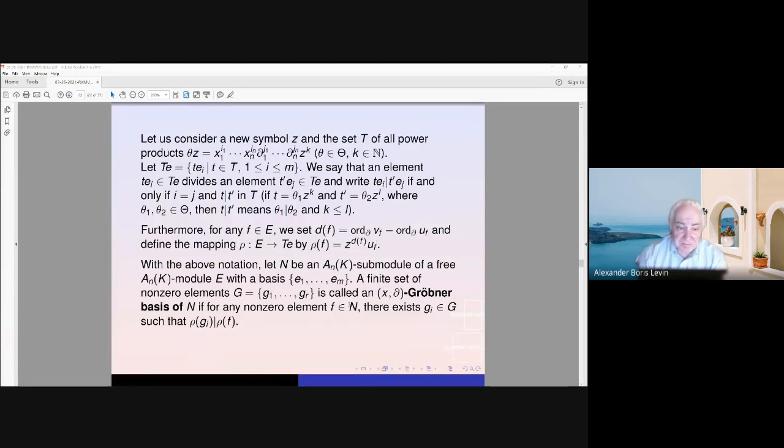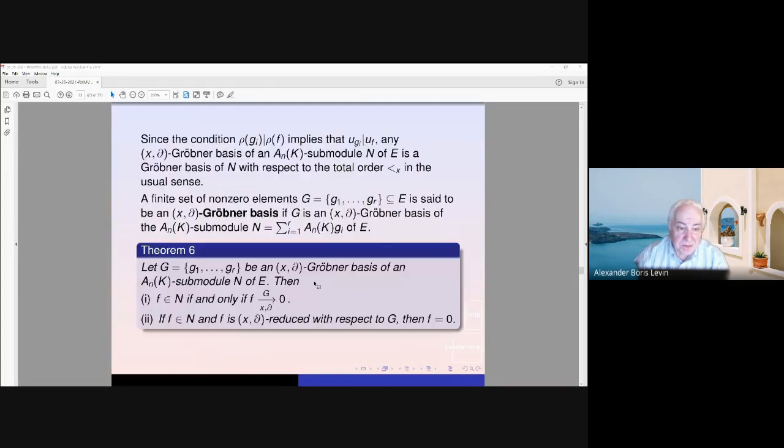And we say that if you have N as a submodule of the free module E, then a finite set in E is called a Grobner basis for N if it's a subset of N, and for any non-zero element F in N, you can find G_i in this set such that rho of G_i divides rho of F. So this definition looks a bit artificial, but it fully corresponds to the reduction we considered before. And that is what allows us to prove the following theorems that justify the existence, the theory, of such a basis.